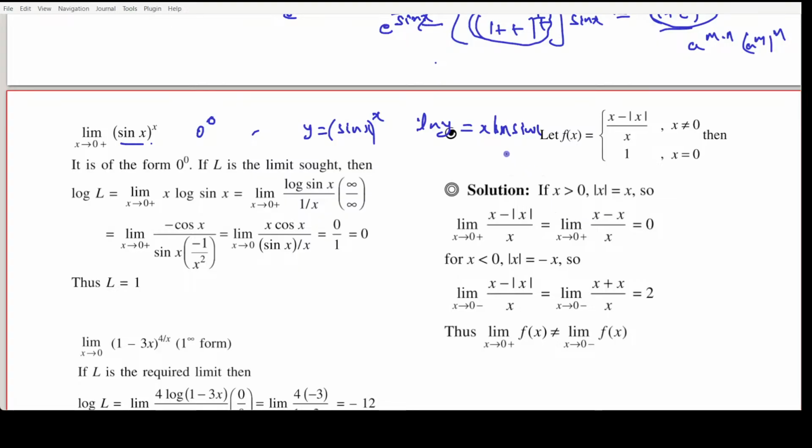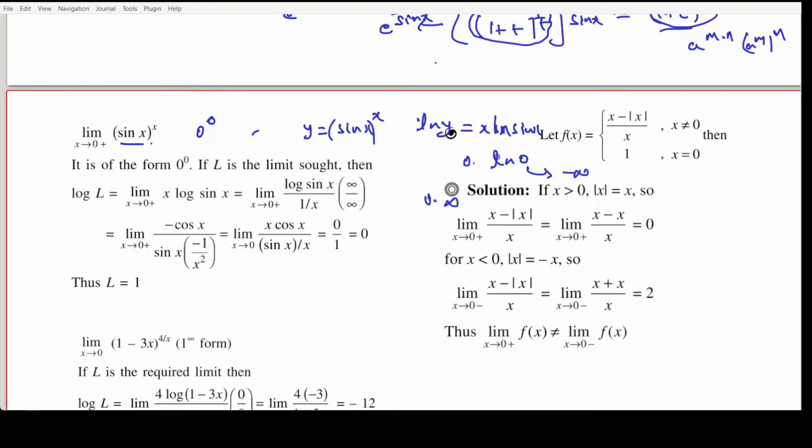Everything very good. But this is in what format? As x tends to 0, sin x tends to 0, and ln of 0 is tending to negative infinity. This is in the format of 0 times infinity. Negative or positive doesn't matter.